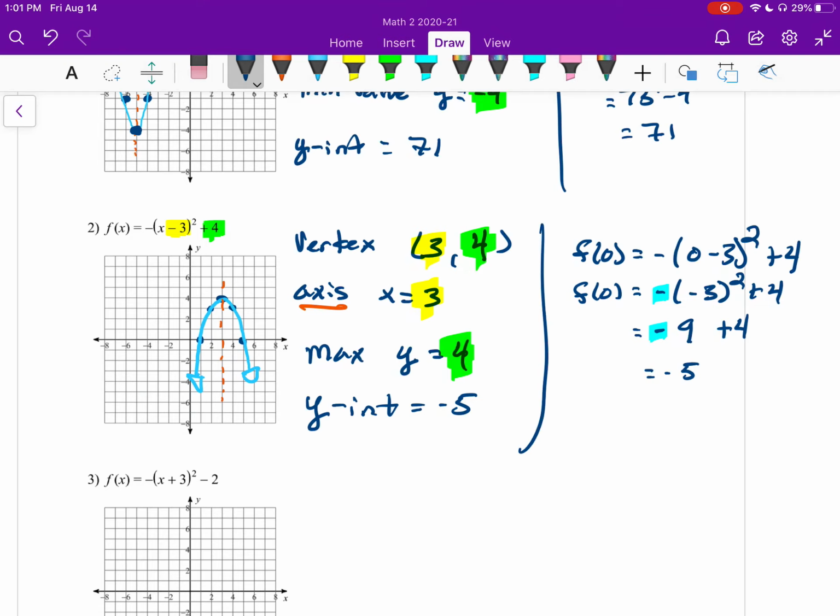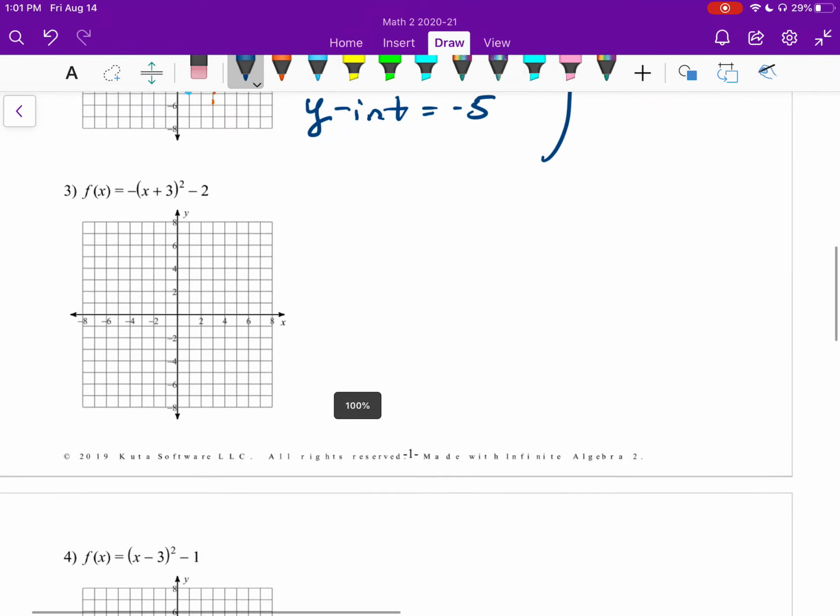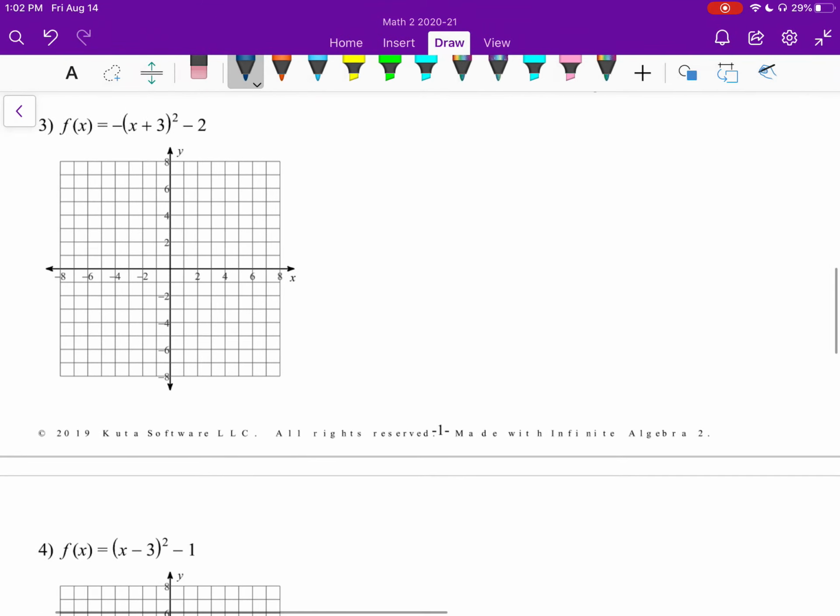All right, that was number 2. On to number 3. We'll start off by looking for our vertex. Our vertex, we got to get our x and our y. Our x, we have to remember to swap it, or make it negative. So we got -3, -2. We'll go ahead and graph that. We got -3, -2. There we are.